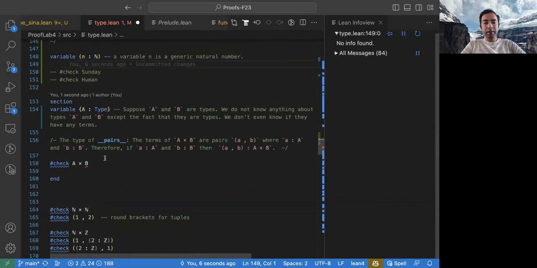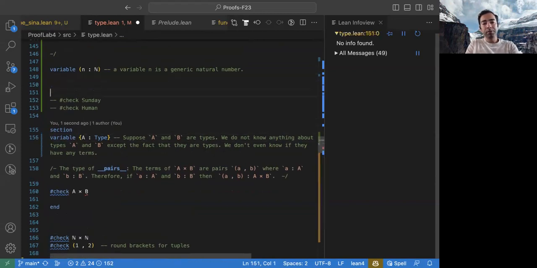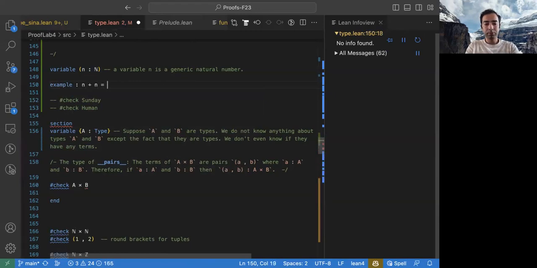And when I write variable A type, so A is a type, it can be anything, but I don't know what it is. And therefore, when later you prove something about this n, right? So for example, let's do this. We can always prove that n plus n is equal to 2 times n.